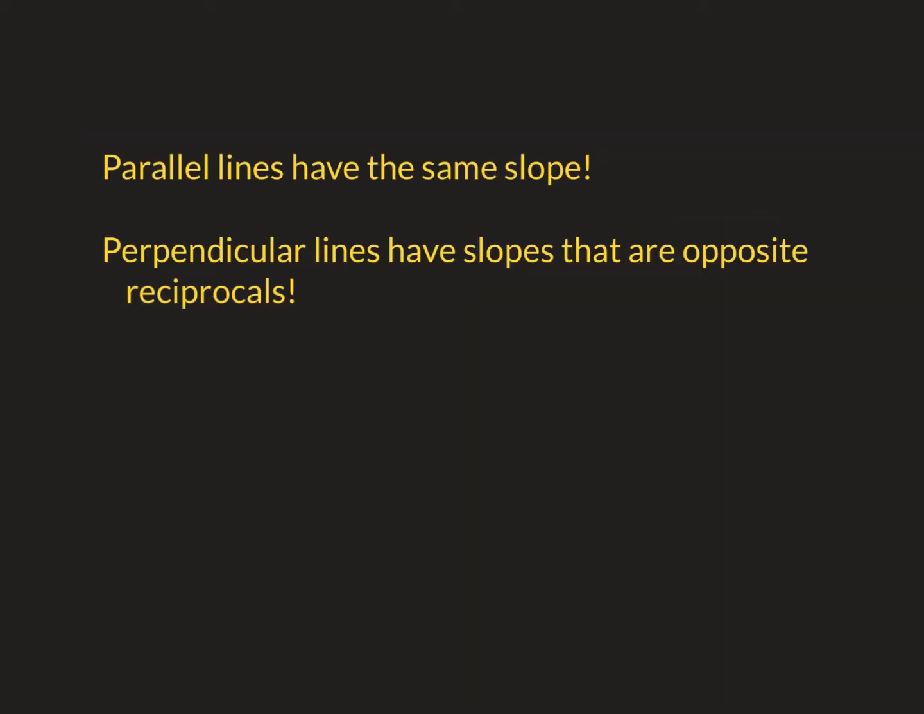A couple of sentences here. Parallel lines have the same slope. That should be like, no duh. If the line has this steepness and another one has the same steepness, they're going to be parallel. They're never going to intersect because they have the same slope. Perpendicular is the weird one. Their slopes are opposite reciprocals. So if one line has a slope of 1/2, the perpendicular line will have slope -2. You have to do the opposite sign and the reciprocal. You have to do both.